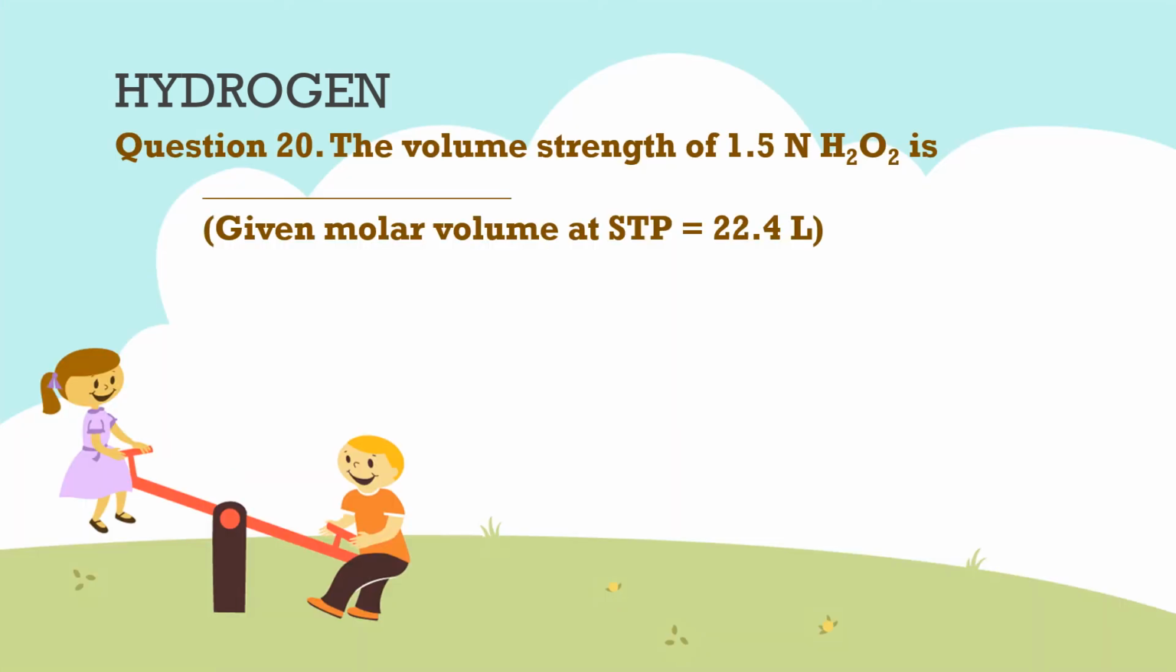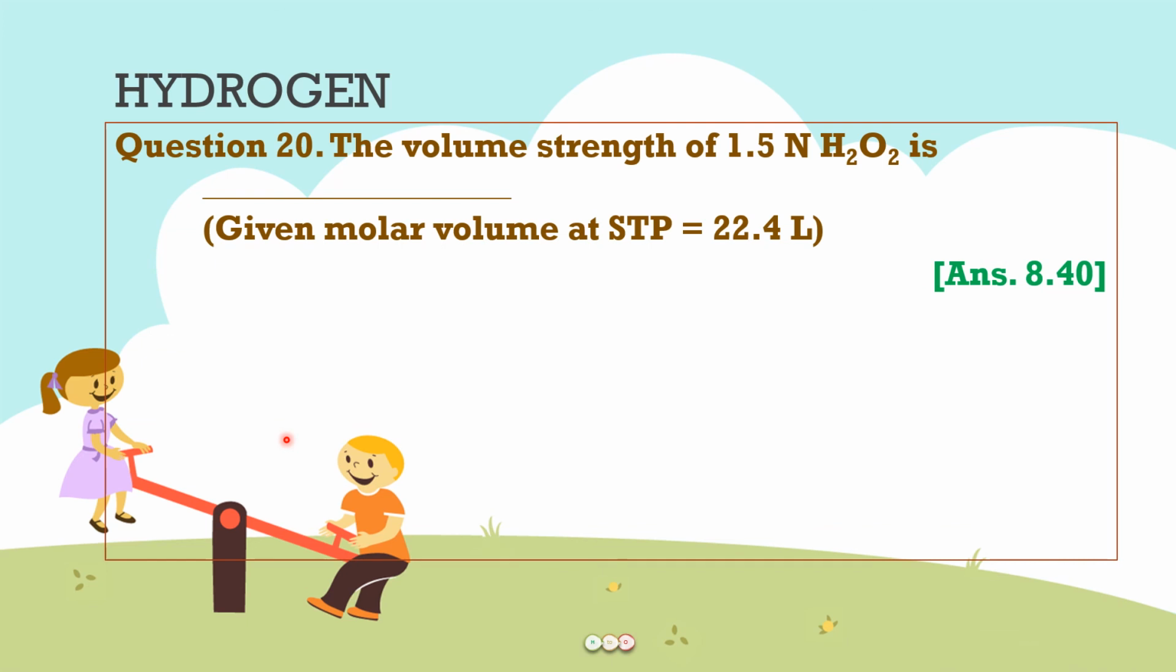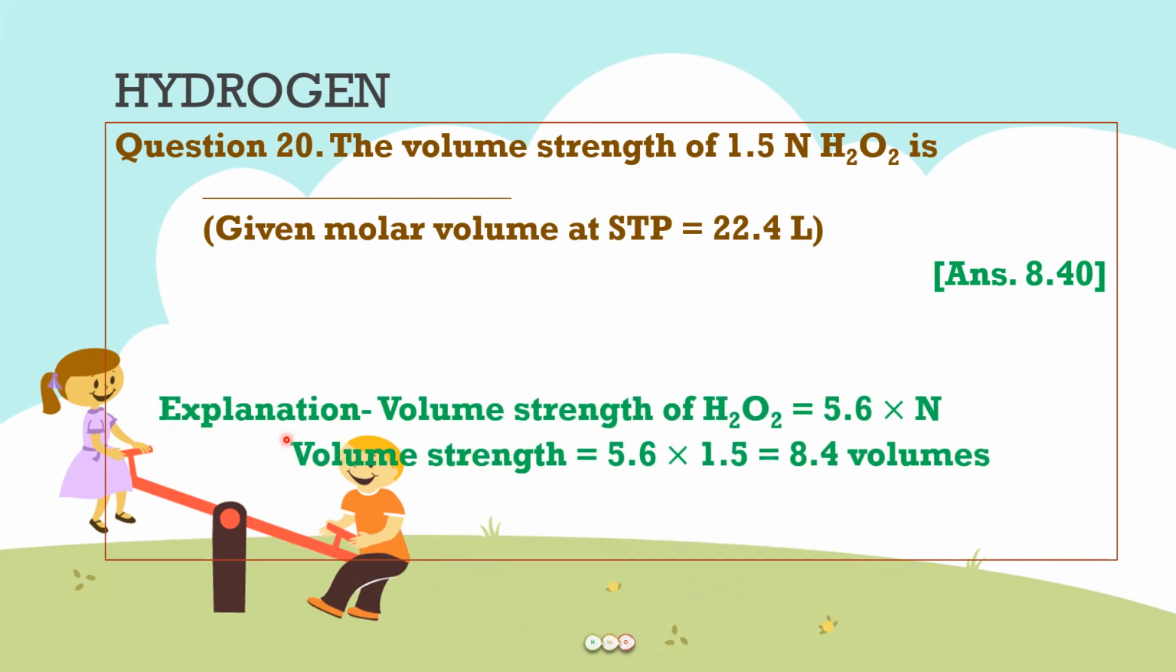So what is going to be the solution to our question now? Volume strength of 1.5 normal hydrogen peroxide. So normality is given to us and we have to find out the volume strength. This should be very easy for us. So the correct answer is going to be 8.40. How did we do it? Volume strength of hydrogen peroxide is going to be equal to 5.6 into normality. So volume strength will be 5.6 into 1.5, 8.4 volume. So this is going to be the correct answer.